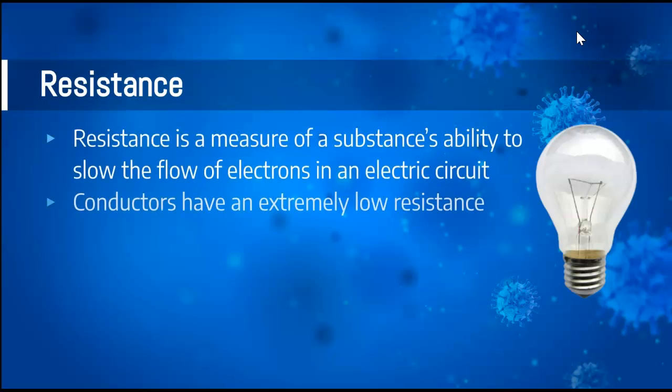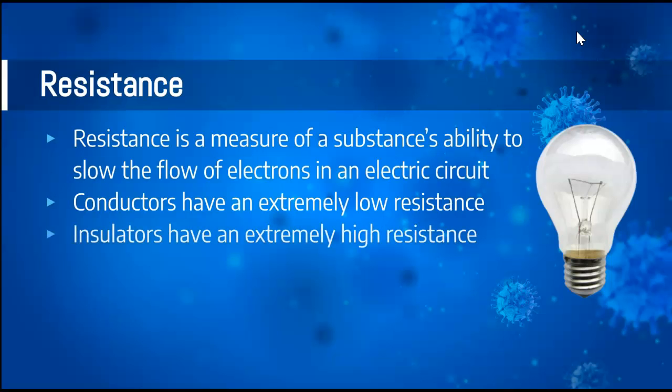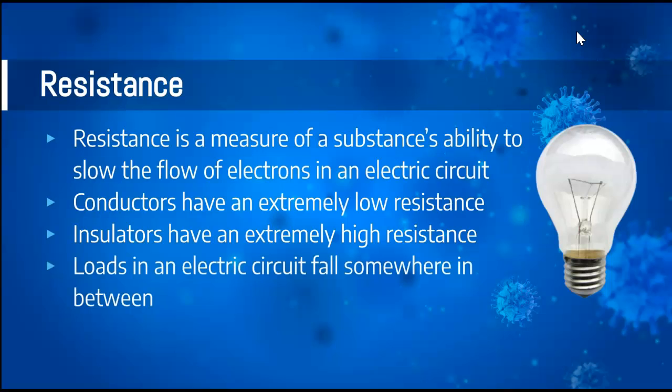All right. So conductors, things like wires, typically have a very low resistance, which is why we want to use them in an electric circuit. Insulators, on the other hand, have an extremely high resistance. All right, so they slow down electrons significantly. Now, a load in a circuit is typically going to fall somewhere in between. There are some loads that have a very low resistance. There are some loads that will have a very high resistance.